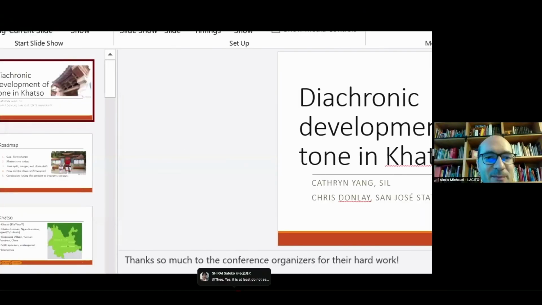So we have two talks in this session, both about the diachronic development of tone and tonal developments. The first talk will be given by Cathryn Young and Chris Donlay, and it is about the diachronic development of tone in Khatso. And the second talk would be by Katya Chirkova about tonal developments in Weimar. Now, Cathryn will present the first talk, and Cathryn, the floor is yours.